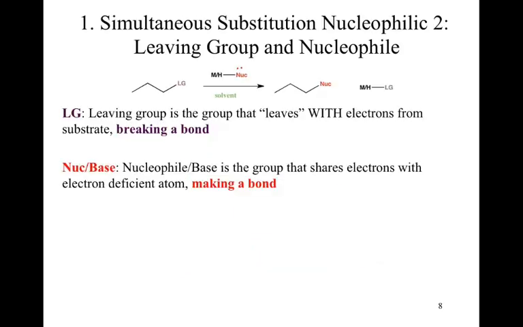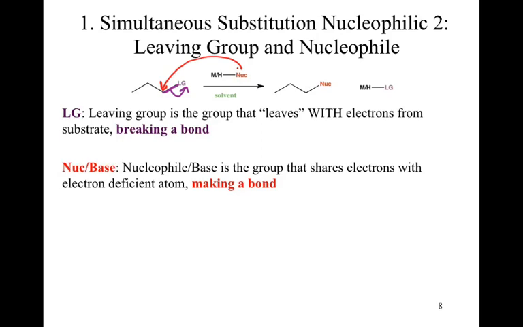So, if we take a closer look at our substitution, we had this LG and our nuke system showing up. You'll notice that I've got nucleophile/base. Our LG is our leaving group because it is the group that leaves with the electrons. Remember, if we think back to the arrows that we drew over the previous system, our leaving group took the electrons in that carbon-leaving group bond, so it left with electrons. And that's going to end up breaking a bond. Our nucleophile or base is the one that is supplying electrons. So it's making the bond.